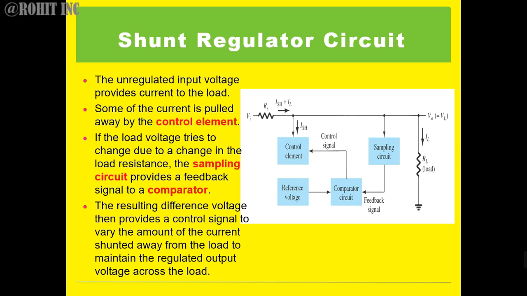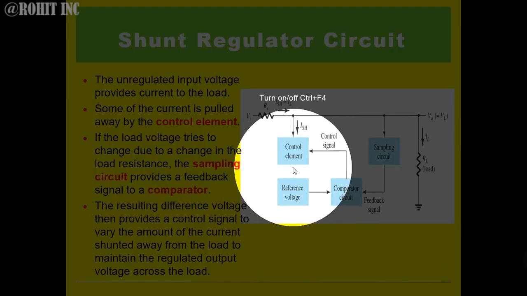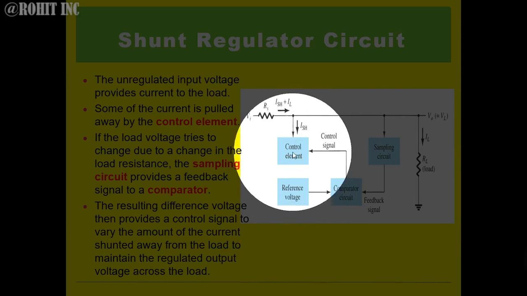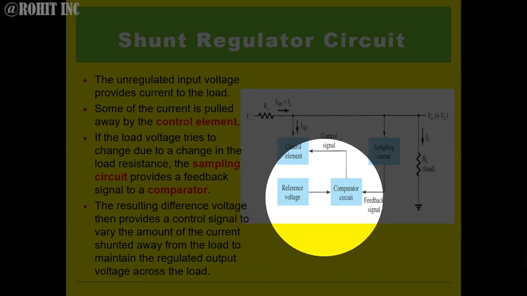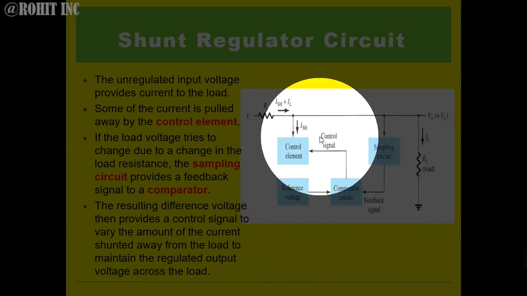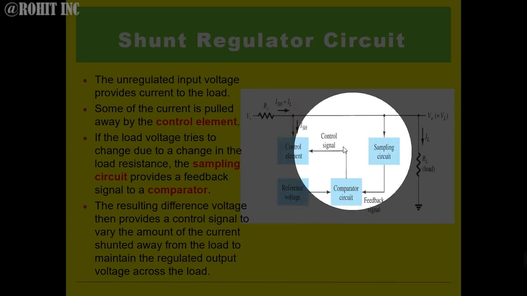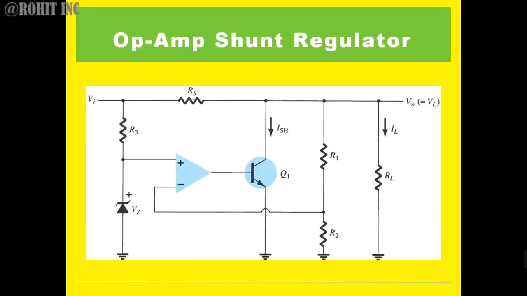You can see here also we have highlighted everything. This is the control element, as in the series one. Also here we have the reference voltage, the comparator circuit and the sampling circuit, but this full circuit is in shunt. That's what we want to tell here. Now here also we have used an op-amp, but in shunt, whereas earlier we used the op-amp in series.